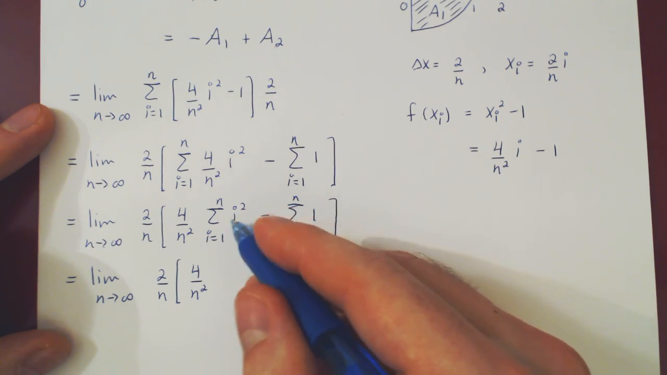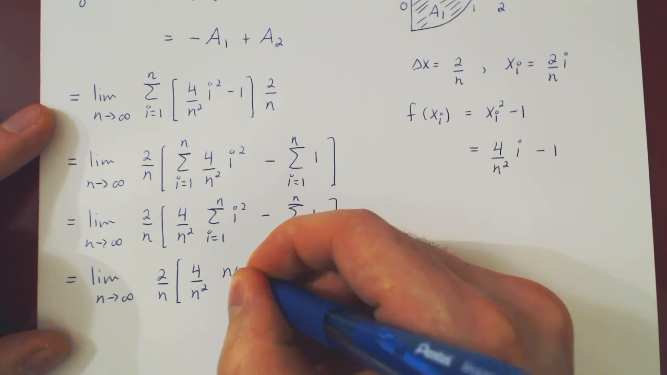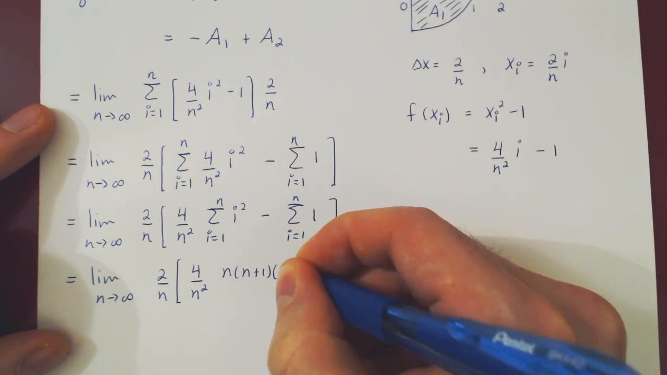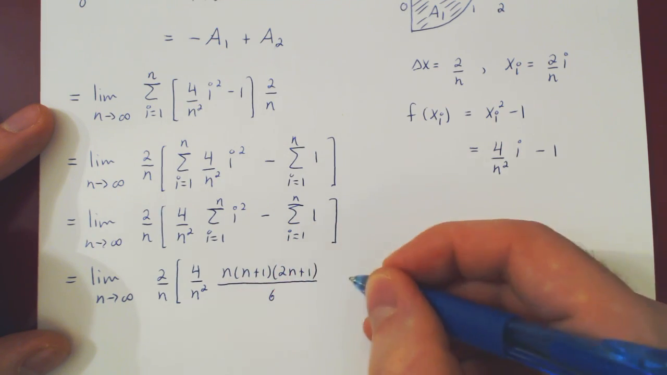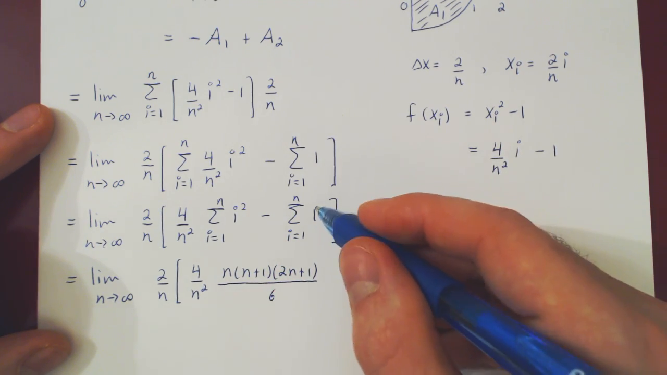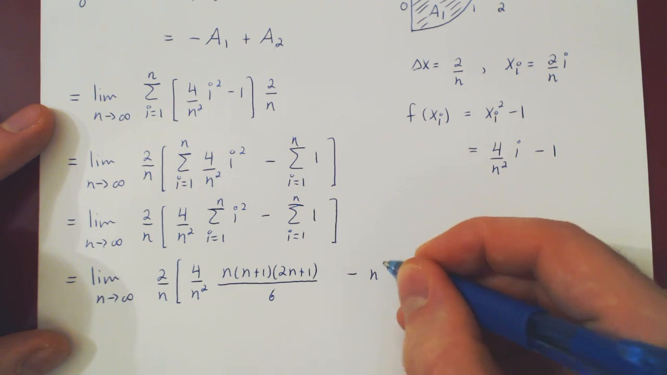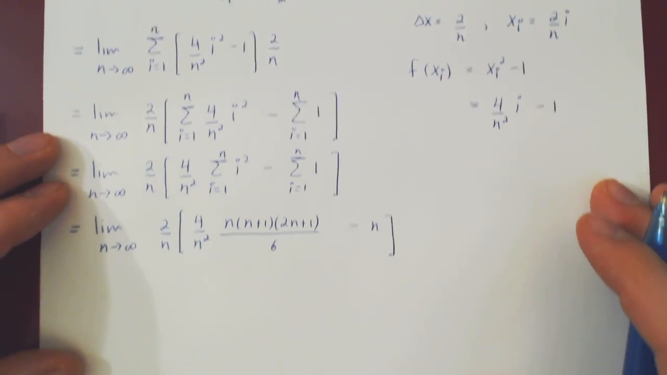If you recall, the sum of i squared from 1 to n is n times n plus 1 times 2n plus 1 over 6. Minus, well this one is easy, if you add 1 n times you get n. And that's it. Let us now simplify.